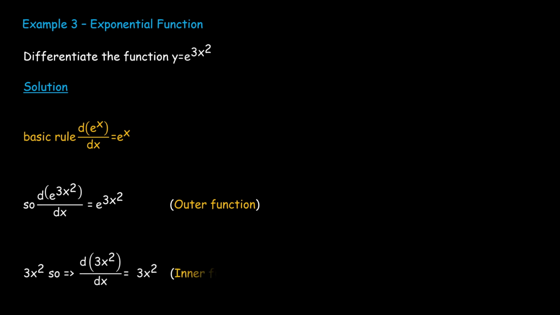Now, let's move on with the inner function. We have 3x squared. So for us to differentiate this, we use the power rule by bringing down the 2, then subtracting 1 to get the derivative. This would just be 6x. Lastly, we substitute into the formula for the chain rule by multiplying both results together. And this will give us our final answer, which is 6x times e to the power 3x squared.